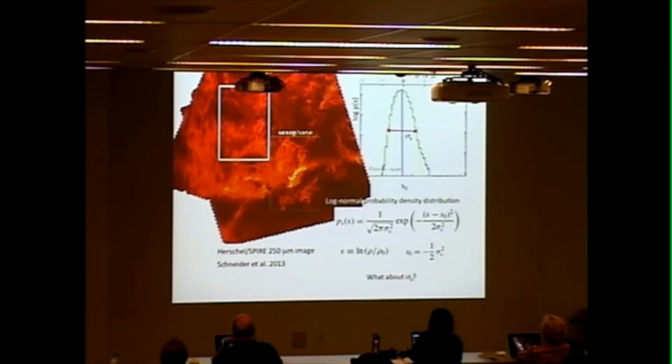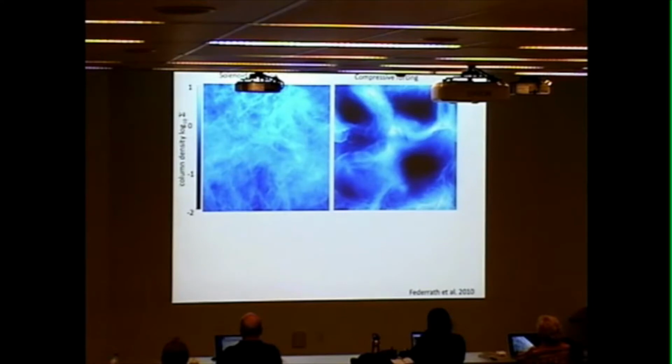And so it turns out that this is a log normal, okay? This is the log normal probability density. And it's characterized by S, which is just the ratio of the density of the gas to the average density, okay? And the width, okay? So the question then is what is the width of this probability distribution? Well, the width is actually driven by turbulence, but it depends on exactly what turbulence is doing the driving.